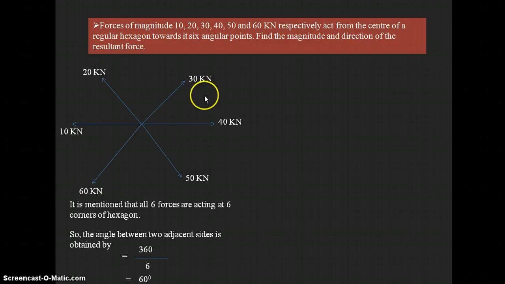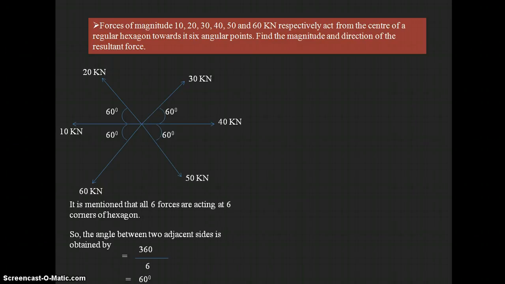So that means here the angle between these two forces is 60, and these two forces 60, and these two forces 60, and these two forces 60, not between 30 and 20, not between 60 and 50, only between these. So the angle between these two forces is equal to 60 degrees. So by calculating 360 by 6 we'll get these values.